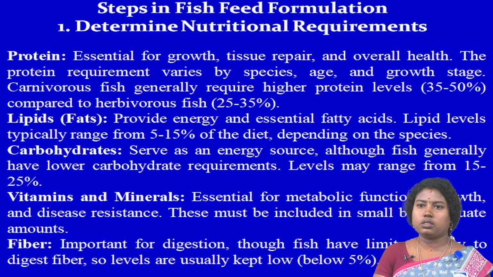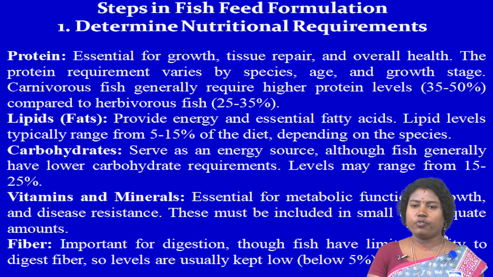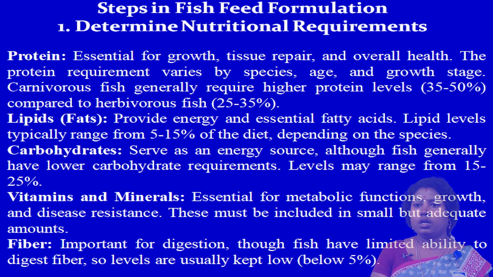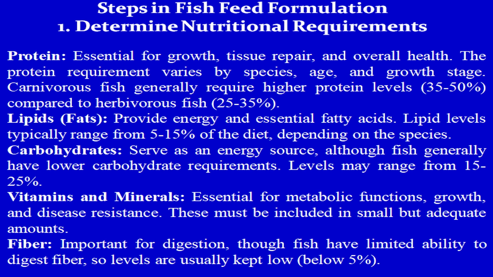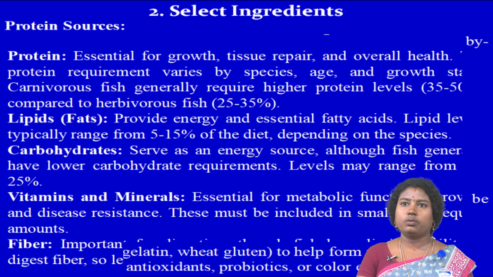Vitamins and minerals are essential for metabolic functions, growth, and disease resistance. They must be included in small but adequate amounts. Fiber is important for digestion, though fish have limited ability to digest fiber, so levels are usually kept low, below 5%.